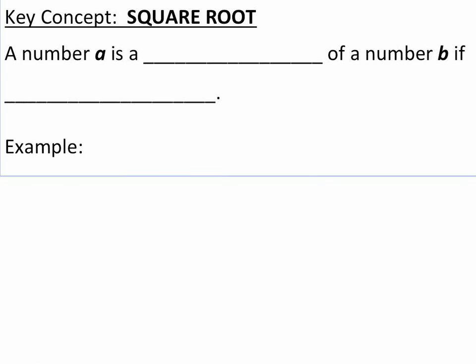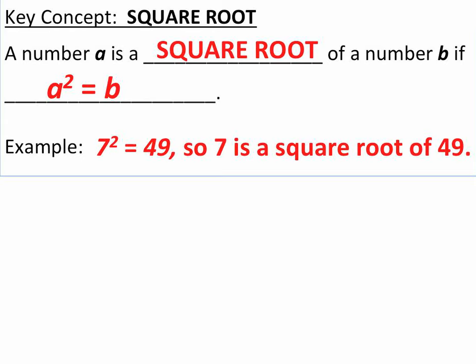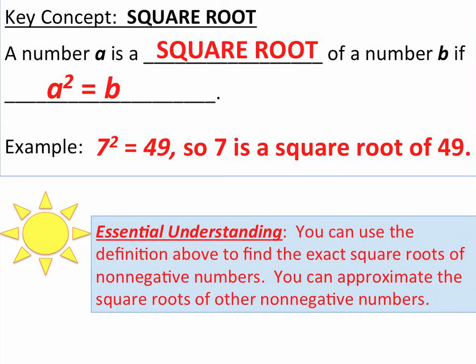All right, one of our key concepts is that idea of square root. A number A is a square root of a number B if A squared equals B. All right, for example, 7 squared is 49. So 7 is the square root of 49. 7 times 7 makes 49. So 7 is the square root of 49. So one of our essential understandings here for section 1.3 is I can use the definition above to find exact square roots of non-negative numbers, and I can approximate the square roots of other non-negative numbers. So notice I get this non-negative in here, so I have to be positive or 0. That's basically what non-negative means.